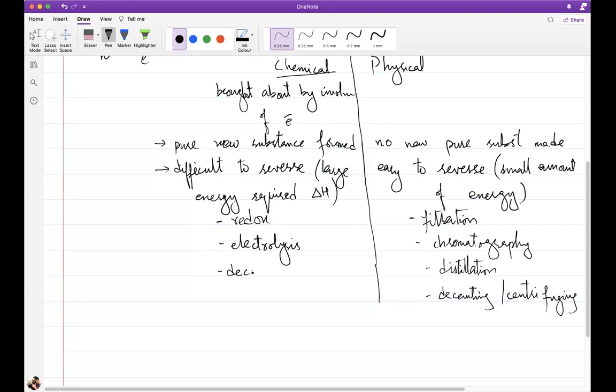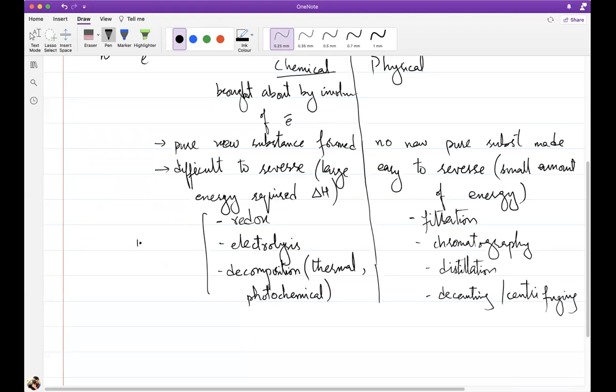There is a decomposition method, which is usually through heat or light, which we call photochemical. So there is a decomposition required. For example, you have calcium carbonate, you heat it, it will break down and become calcium oxide and carbon dioxide. A totally new substance is made. Similarly, you have silver chloride, you give it lots of sunlight, it will break down and form silver and chlorine gas. Photochemical decomposition reaction.